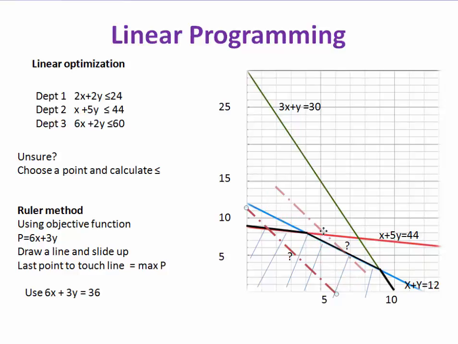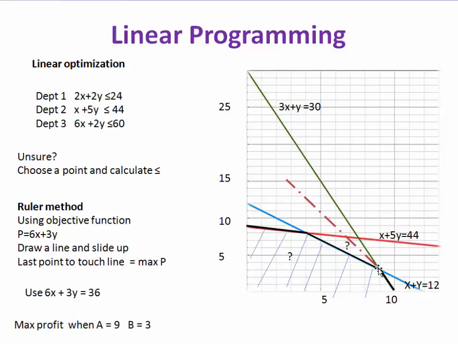Okay, like so. So we're passing this point, and then we're passing this vertex last. And like I said, the vertex that we pass last, that's the maximum point that we're interested in. So at this point here, that's the maximum, and that is actually the point where a equals 9 and b equals 3. So the maximum profit is when a equals 9 and b equals 3.